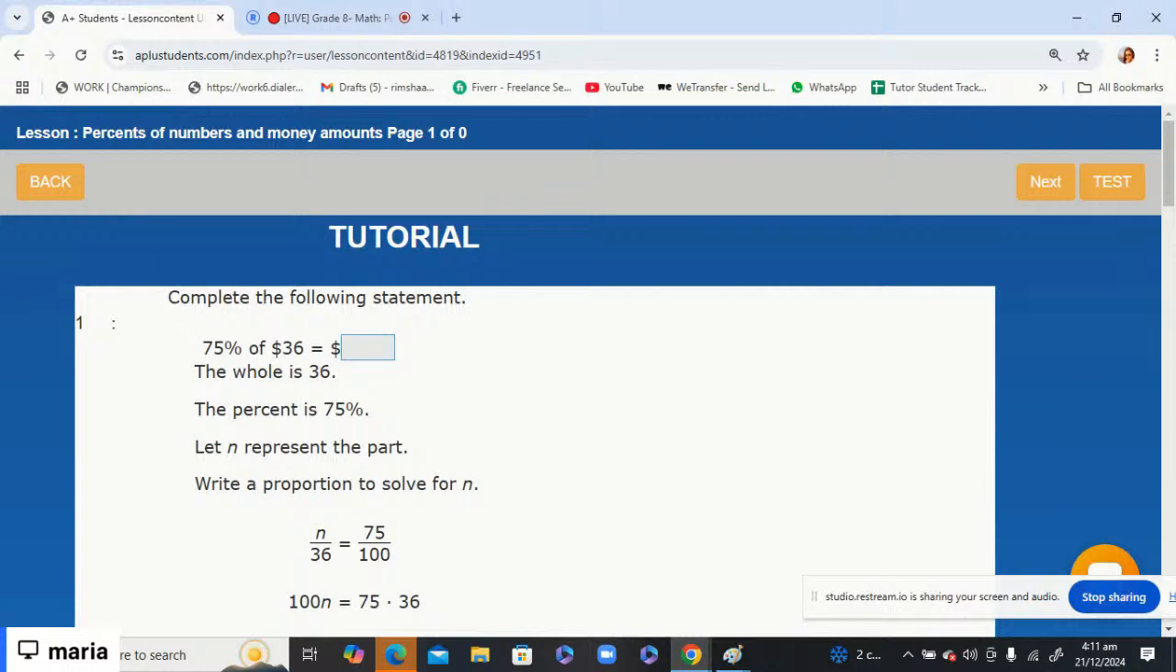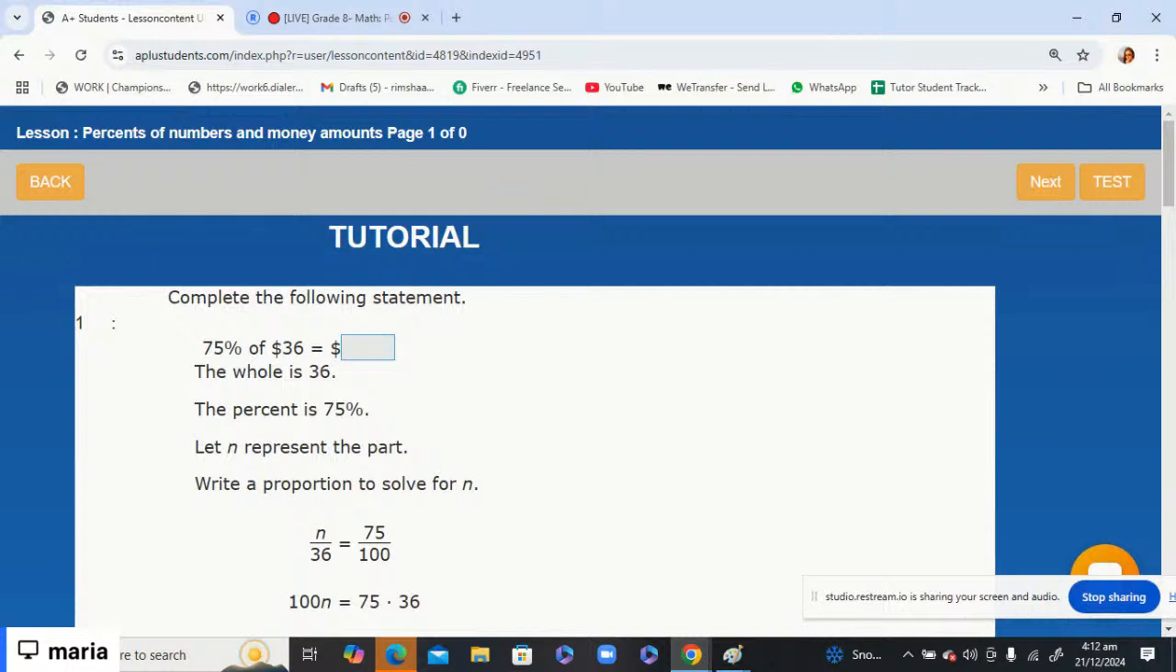So here complete the following statements. 76% of $36. Okay, so here we check it out. What is the percent way? This is 75 is the percentage. What is the whole number? That is 36. So the part is not given. Okay, whole number is given and the percent value is given. So we are going to finding it out the part value.